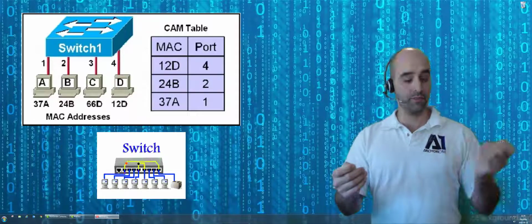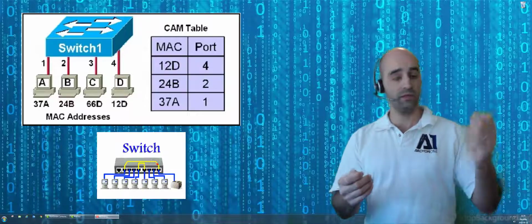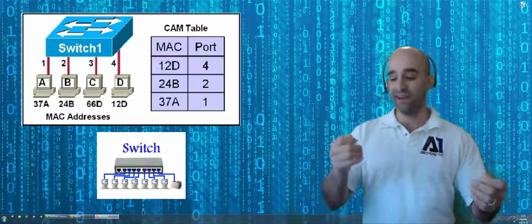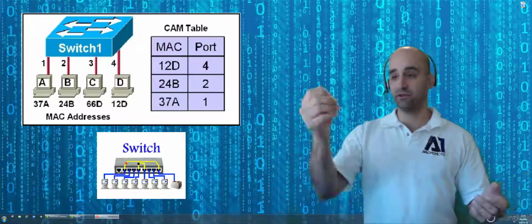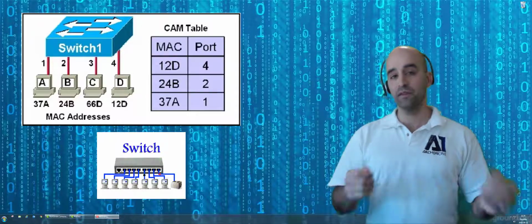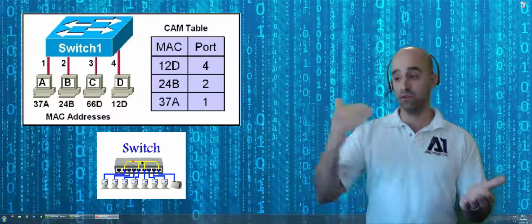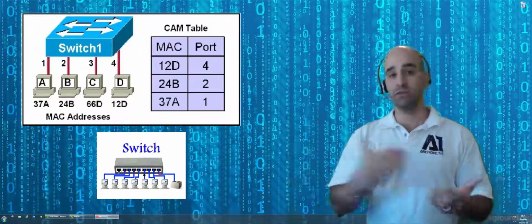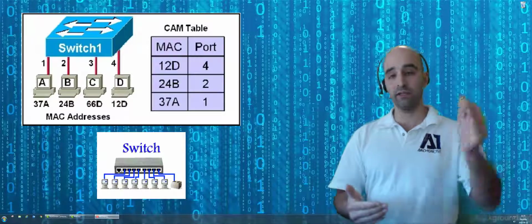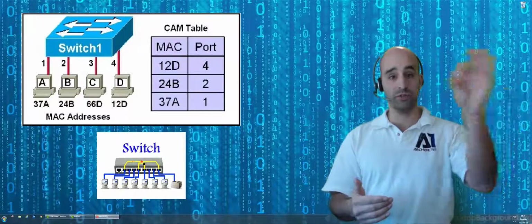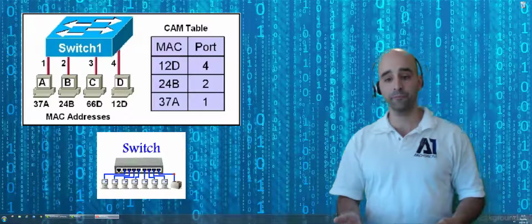Because now the switch knows that behind, say, port number 2 is a device with a particular MAC address, and behind port number 7 there's another device with a different MAC address. This allows the switch, when one device on that second port wants to communicate with the other device, to know exactly where these devices are, and it can create a kind of virtual connection between the two, which is pretty interesting.